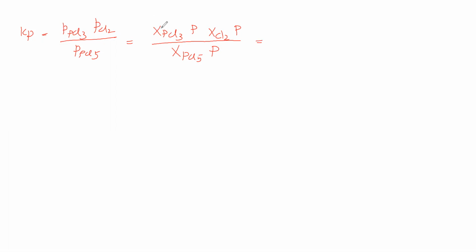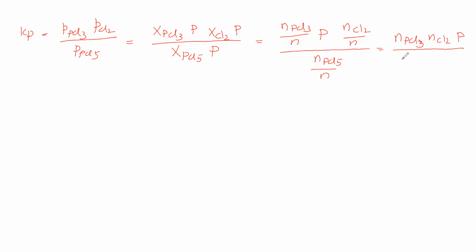Now, mole fraction of PCl3, we will write as number of moles of PCl3 by total number of moles. Mole fraction of Cl2, number of moles of Cl2 by total number of moles. Mole fraction of PCl5, number of moles of PCl5 by total number of moles. Then we write number of moles of PCl3, number of moles of Cl2, total pressure by number of moles of PCl5 into total number of moles. Okay, we have written.